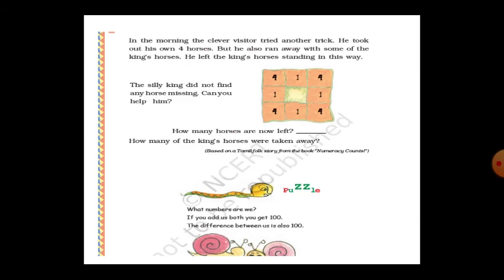So before, the king had 24. If that visitor added his 4 horses to that, it would be 28. But the visitor took 4 horses with him. The visitor already had 4 horses. He took another 4 horses from what the king had. So totally 8 horses the visitor took. So how many are left? 20. The answer, if you count, will be 20.